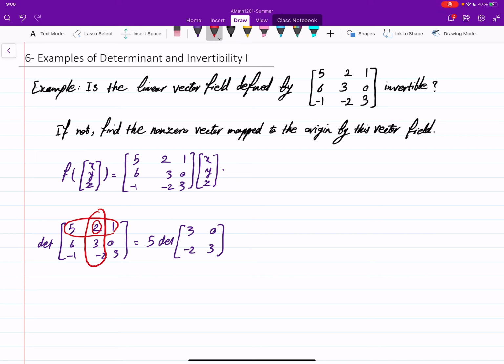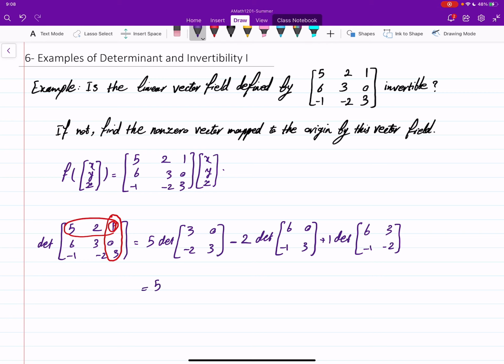For the second column, you always remember you put negative 2, so negative 2 times the determinant of the remaining, which is 6, 0, negative 1, 3. And then get rid of that part. Now it's the turn for the third column, where the intersection is 1. So plus 1 times the determinant of 6, 3, negative 1, negative 2.